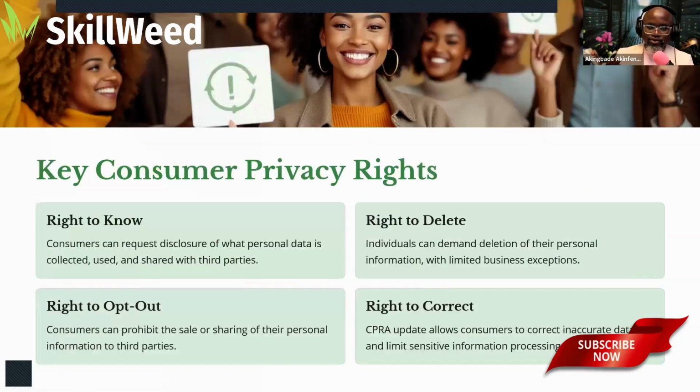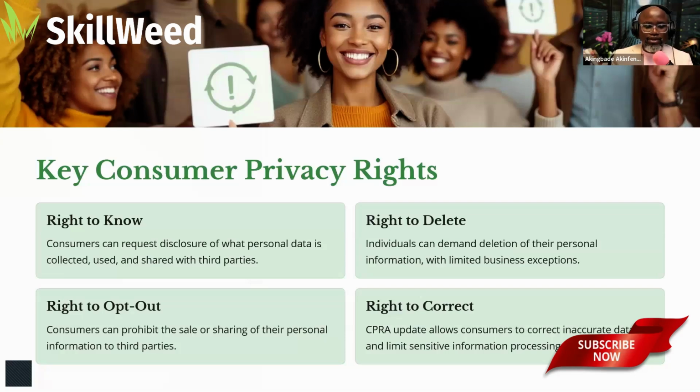What are the key consumer privacy rights? So you have a right to know, you have a right to delete, you have a right to opt out, you have a right to correct. What does that mean? The right to know means I can ask you for disclosure of what personal data is collected, used, and shared with third parties. I have a right to do that. I have a right to ask you to delete my personal information. I have a right to opt out. I can decide that, well, I don't want you to sell or share my information again. I have a right to correct also. I can ask you to correct any inaccurate data and limit sensitive information processing. So you have that right too, which is pretty good.